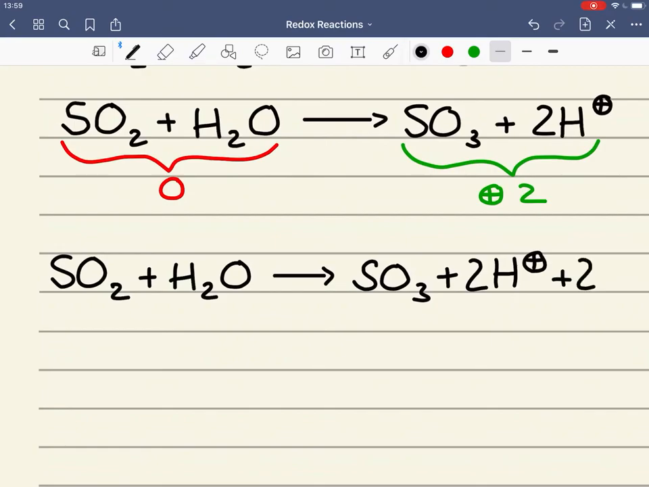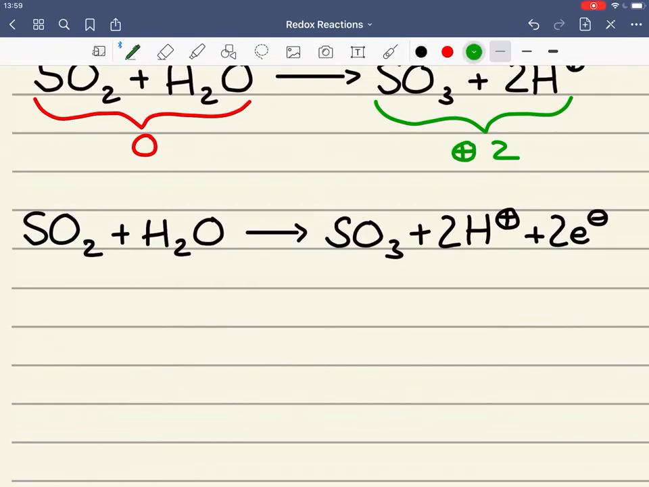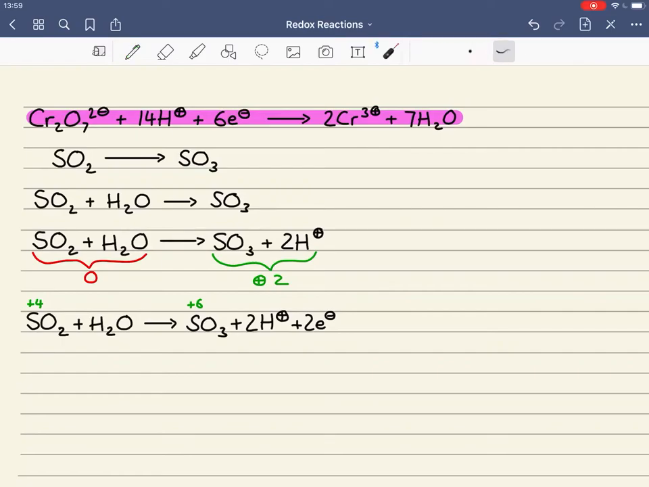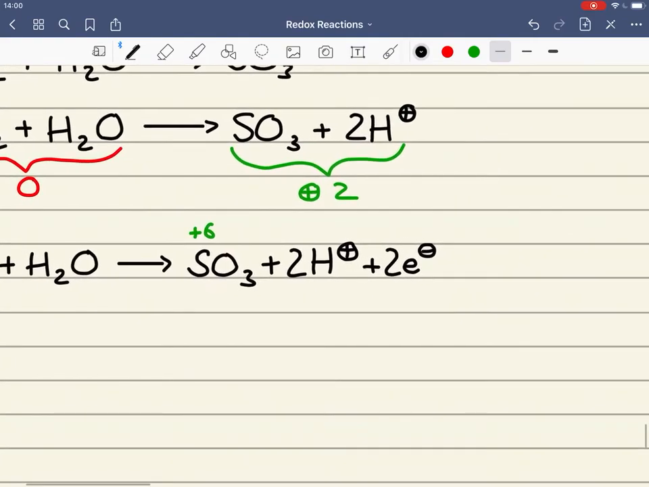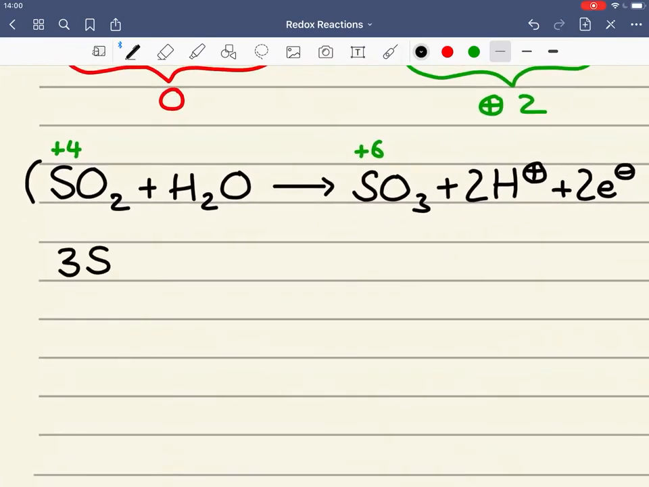You should be aware that because this is an oxidation, the electrons will always appear on the right hand side. Now I can double check that it is 2 electrons because we've got an oxidation state of 4, and that then has lost 2 electrons to give this sulfur now an oxidation state of 6. But before I can combine this oxidation with the reduction half equation, we need to make sure that the electrons gained, which is 6, equals the electrons lost, which in this case is 2. And they're not the same. So what we need to do is multiply this equation here by 3. And in doing so, that will give us 6 electrons on the right hand side.